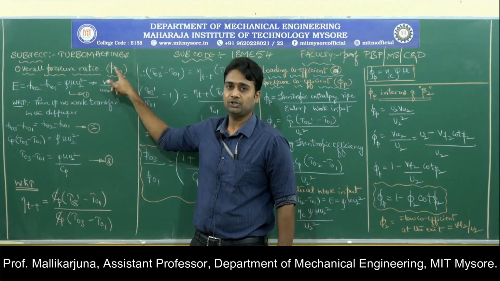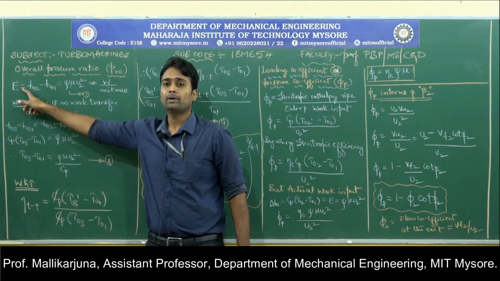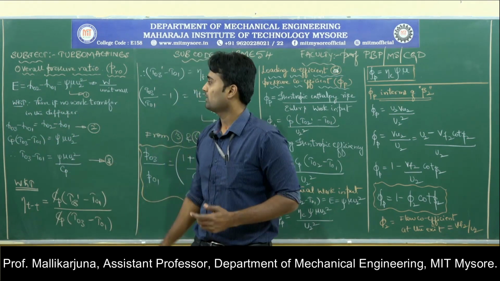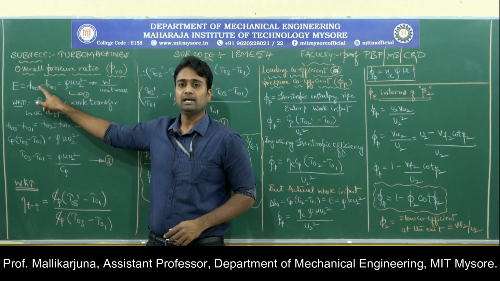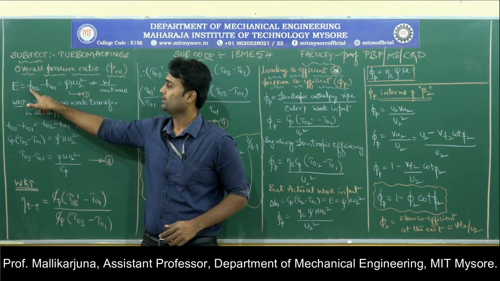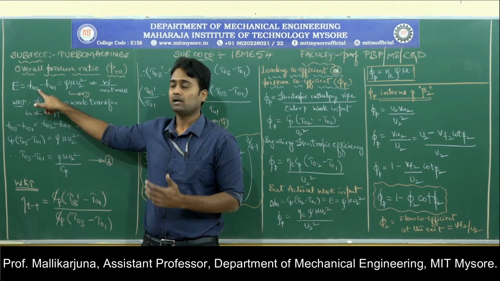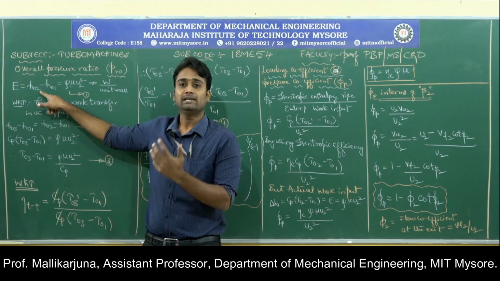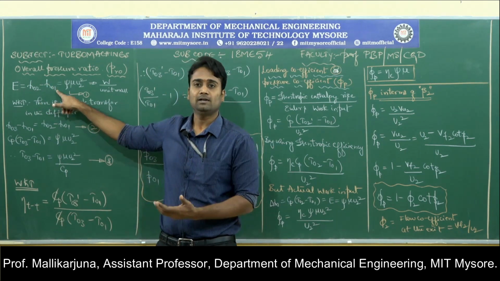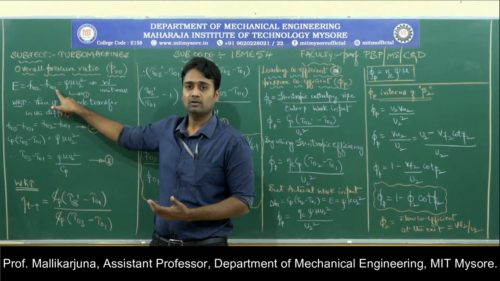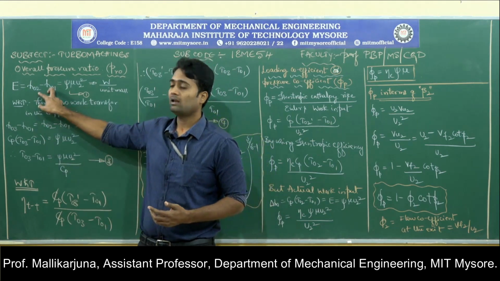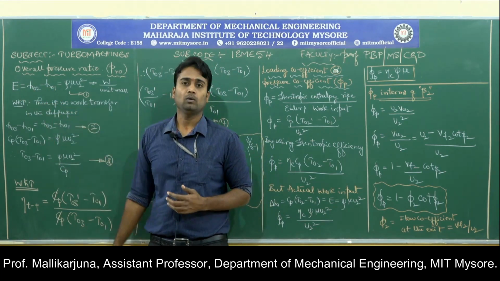So, overall pressure ratio. We know the overall work done by the compressor is given by the difference between the enthalpies. Here H02 is nothing but the overall enthalpy at the exit of the impeller, minus the overall enthalpy at the inlet of the impeller. 1 stands for the inlet of the impeller and 2 stands for the exit of the impeller. So, that enthalpy difference is going to give us the overall work done.